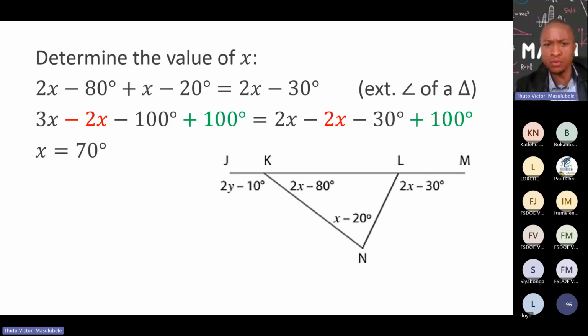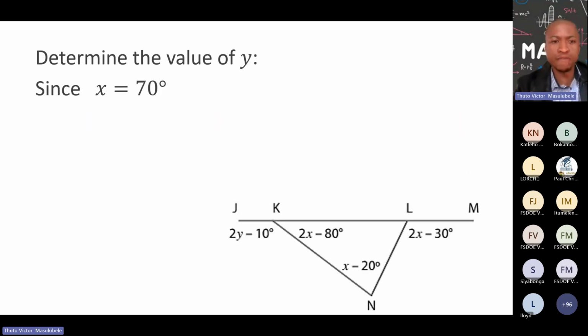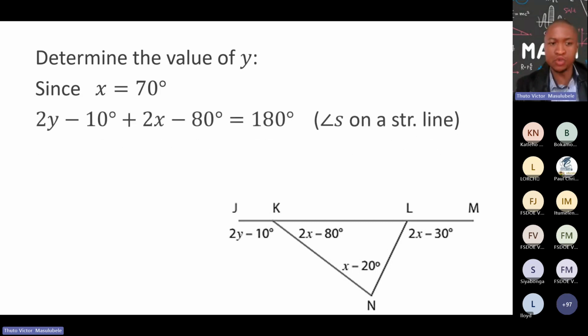So now good, we have found the value of x. Now notice in the other question here, secondly, we need to find the value of y. Now in order for us to find the value of y, notice that 2y minus 10 degrees and 2x minus 80 degrees, these are adjacent supplementary angles. So in other words, these are angles on the same straight line. So what do we do when we have adjacent supplementary angles? We know that when you add the two angles, you equate them to 180. So this is why we have 2y minus 10 plus 2x minus 80 is equal to 180 degrees. Remember your reasons as well, angles on a straight line.